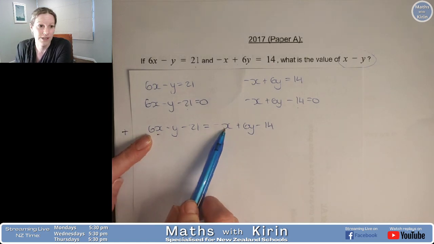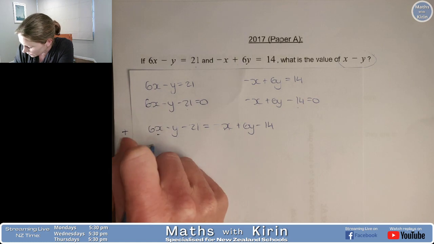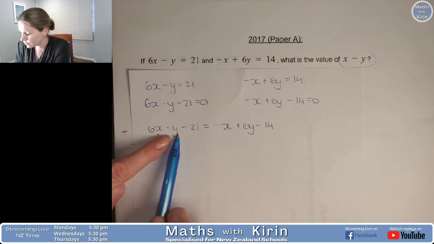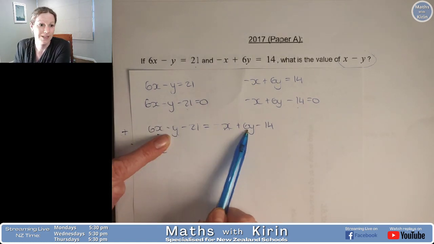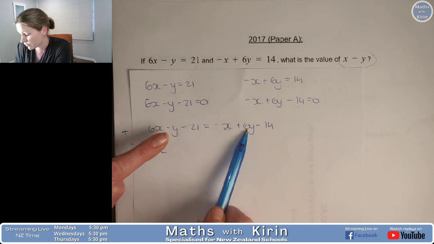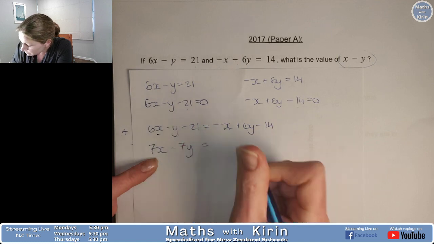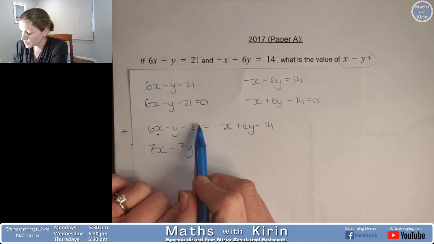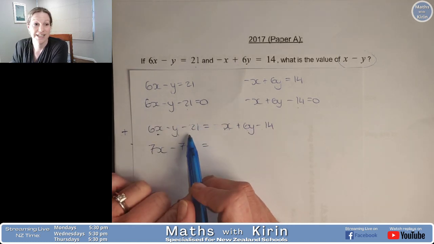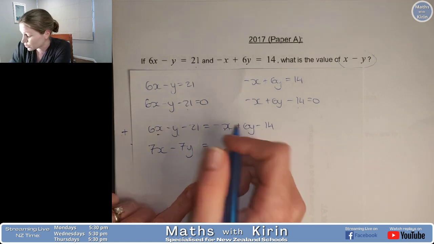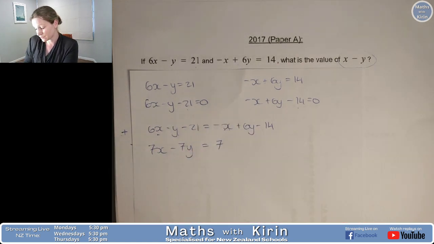6x. When I bring my negative x across, I need to add it to both sides, so we get 7x. Negative y, when I bring the 6y across, I need to subtract it from both sides, so negative y minus 6y is negative 7y. Negative 14 stays where it is. Bringing the negative 21 across, I need to add it, so negative 14 plus 21 is positive 7.